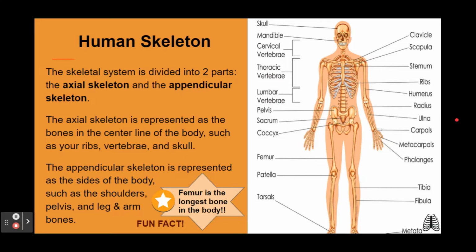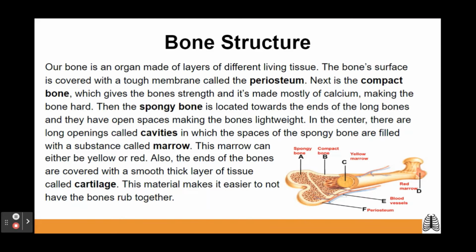The skeletal system is divided into 2 parts, the axial skeleton and the appendicular skeleton. The axial skeleton is represented by the bones in the center line. All the bones right down the middle are the axial skeleton, and they consist of your ribs, your vertebrae, and your skull. While your appendicular skeleton is represented by the sides of the body, like your fingers, shoulders, pelvis, legs, arms, all that. And fun fact, the femur is actually the longest bone in the body. So now you know.